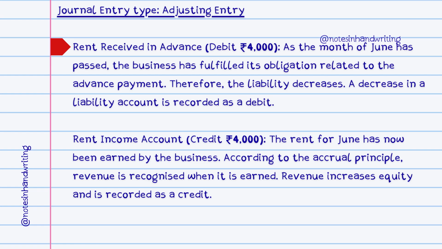As the month of June has passed, the business has fulfilled its obligation related to the advance payment. Therefore, the liability decreases. A decrease in a liability account is recorded as a debit. The rent for June has now been earned by the business. According to the accrual principle, revenue is recognized when it is earned. Revenue increases equity and is recorded as a credit.